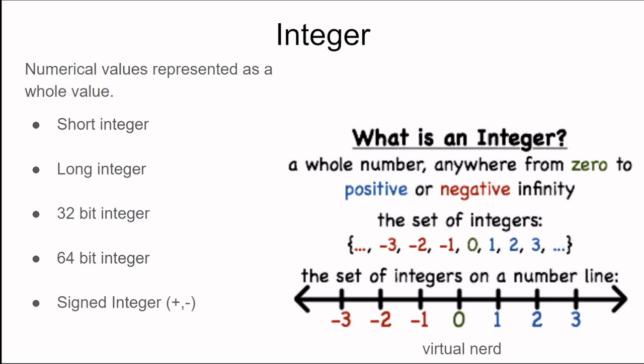Another thing we have under the integer is the 32-bit integer. This is similar to the floating point. A 32-bit integer also occupies 32 bits of memory in your computer, and a 64-bit integer also occupies 64 bits of memory in your computer.